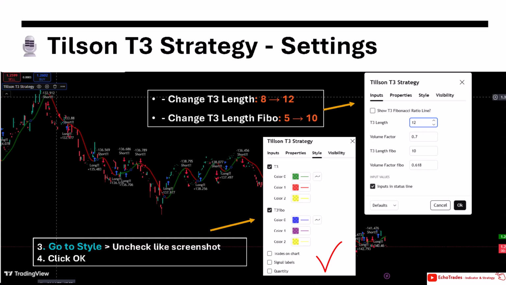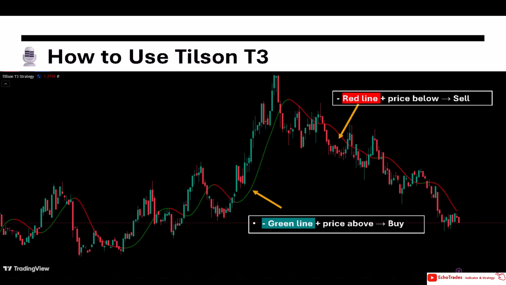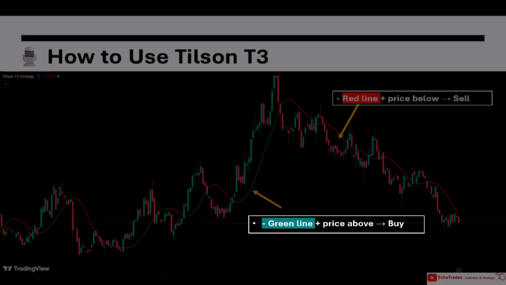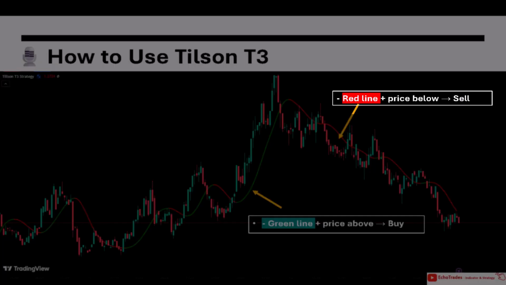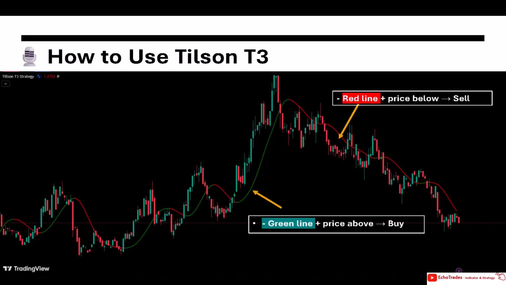Okay, makes sense. So we've got the Tilson T3 on the chart, settings adjusted. What are we actually looking for now? How does this line tell us anything? You'll see the line change color, red and green. It's pretty visual. For a 15-minute chart, the basic idea is when the line turns green and the price itself moves above that green line, that's like your first heads up for a potential buy. And the flip side, if the line turns red and the price drops below that red line, that's your initial signal for a potential sell. It's that first visual clue about direction. That sounds like a good starting point.